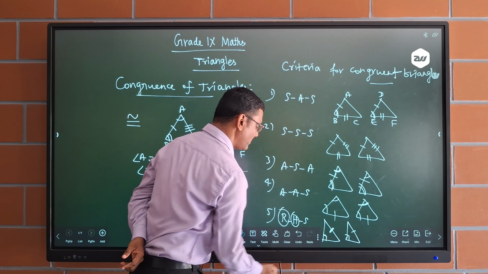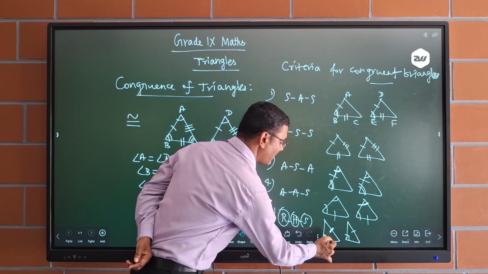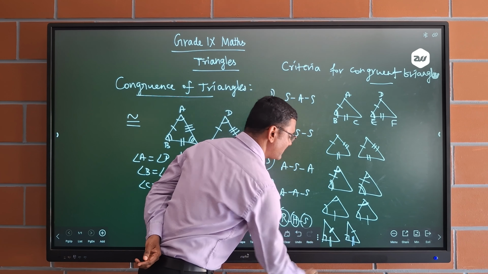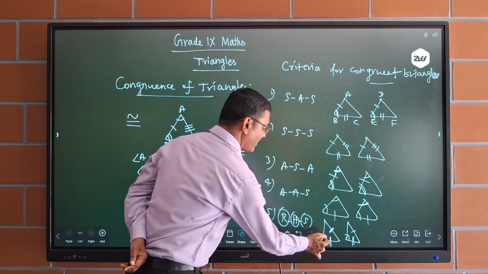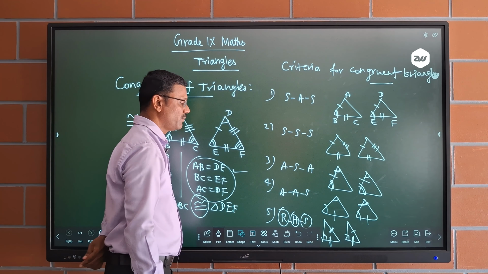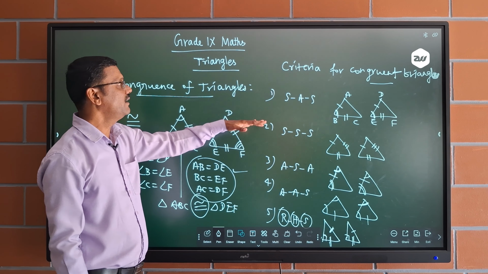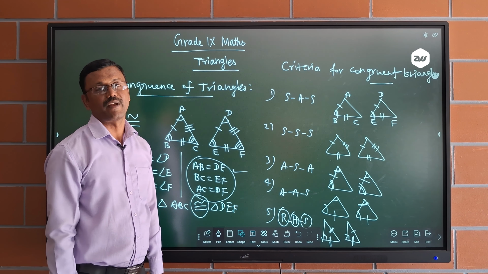So both are equal. And S means side. Any one side. It can be this side. These two sides are equal. So right angle, hypotenuse and one side are equal means they are congruent triangles. So these are the 5 criteria of congruent triangles.